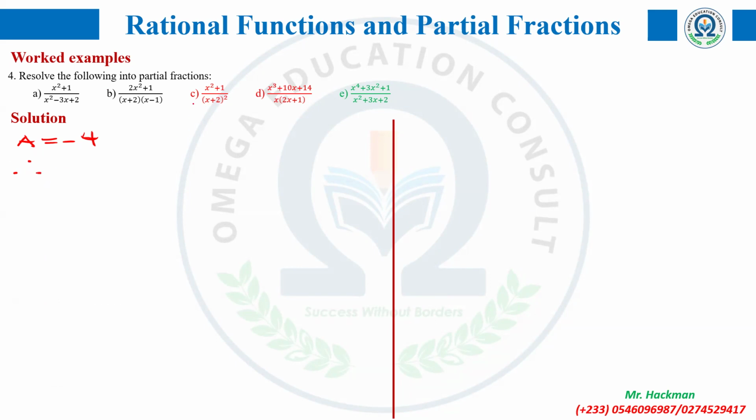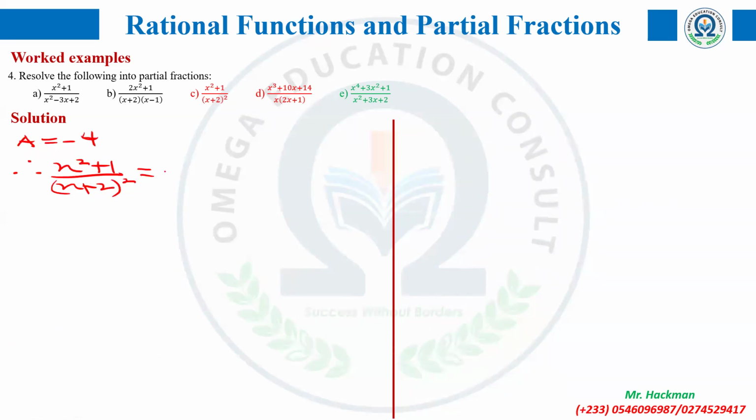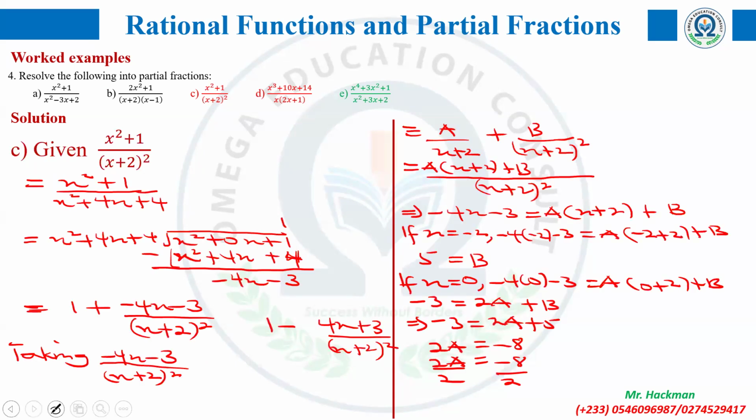Therefore, what I was asked to resolve, which is x squared plus 1 all over x plus 2 all squared, will be equal to, remember when you performed the long division, our quotient was 1, so we are going to write it. So it will be 1, then plus, let me see whether all of them will be, I have negative here. Did I get any positive value?